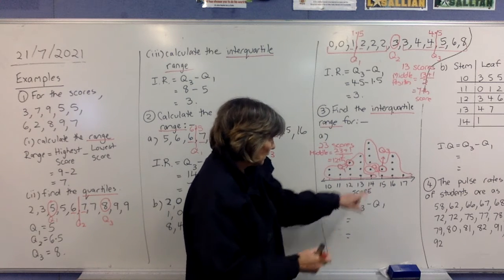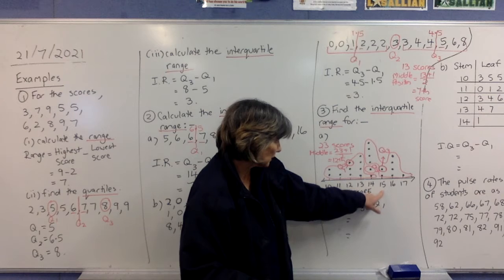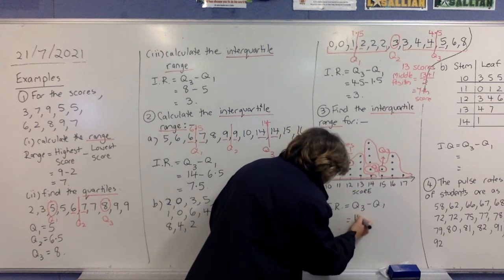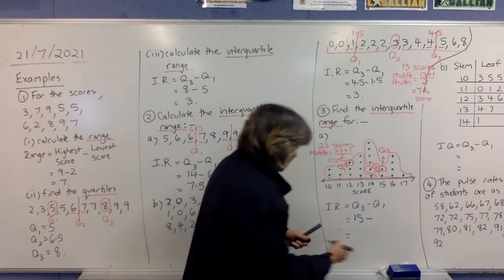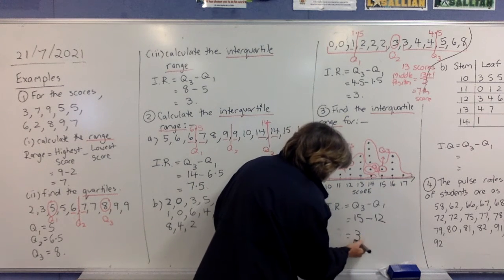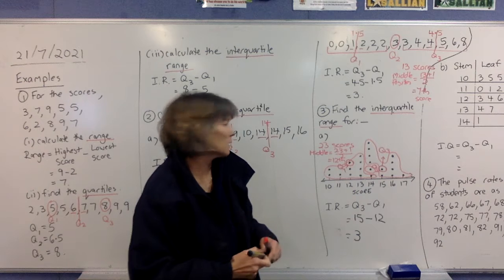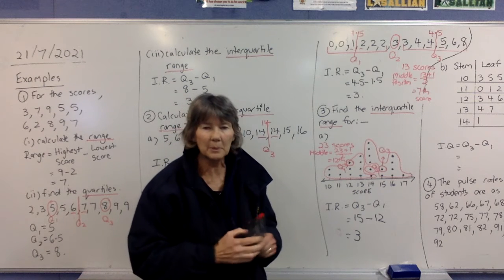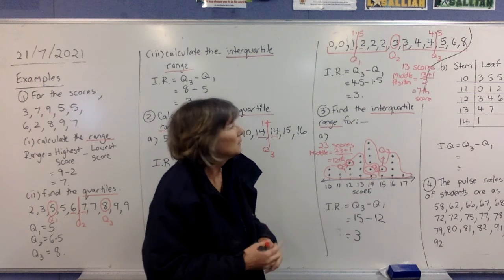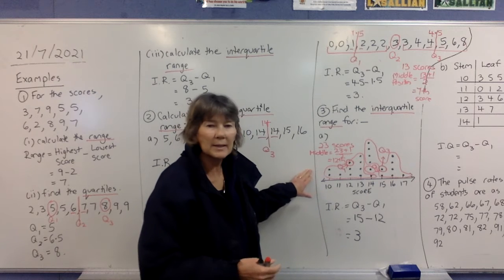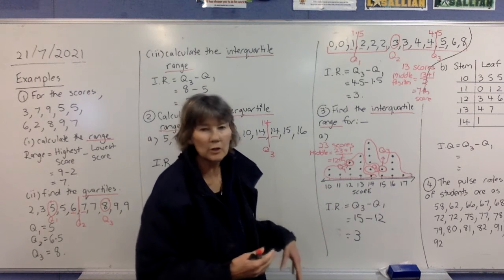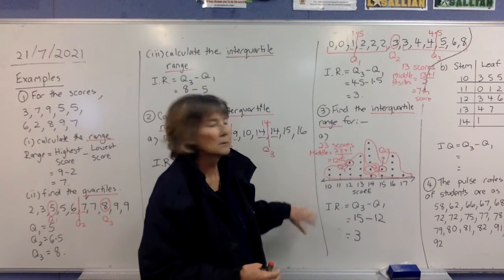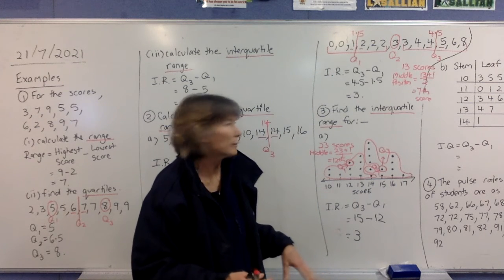Okay, now, our Q3 is this dot which comes from 15, that's our Q3, minus Q1 was this dot, which is a score of 12, and then work it out. Okay, so it's a little bit more fiddly with the dot plots, but you can do it, just take your time. All right, if you've got one of these in your exam, you know it's going to be a little bit more time consuming than maybe one of these. Just make sure you spend the time to get it right.